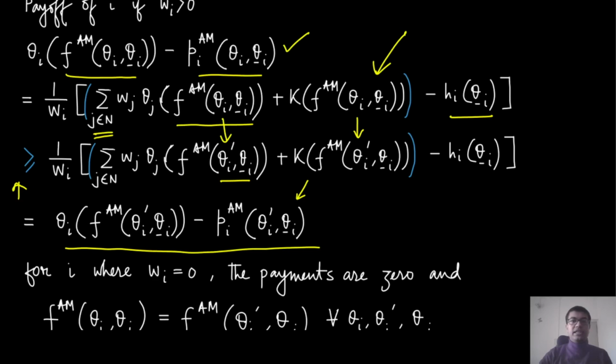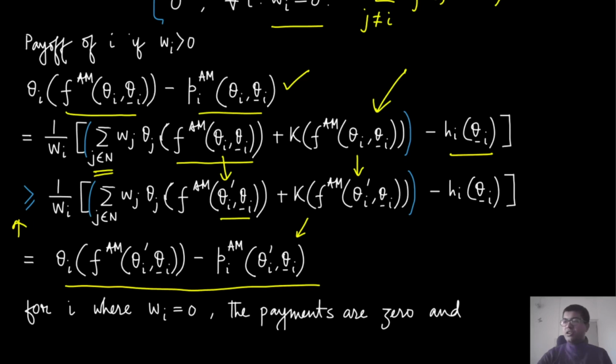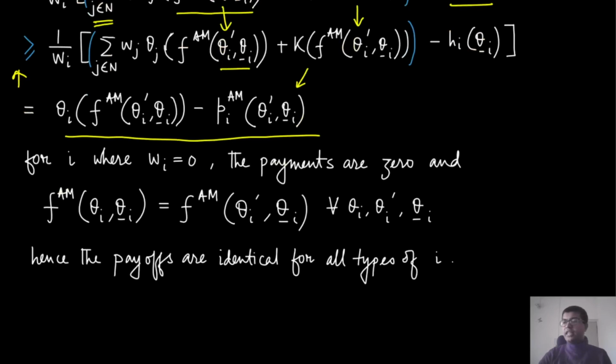Now this is for the case where, for the player, w_i is positive. Now we'll also have to take care of the case where w_i is 0, but then we know that the payments are 0 and the allocation does not change by the property of INA, independence of non-influential agents. Therefore the payoffs are going to be identical for all types of player i, and that makes it weakly truthful. Player i will be weakly truthful in revealing its type. So that essentially completes the proof.